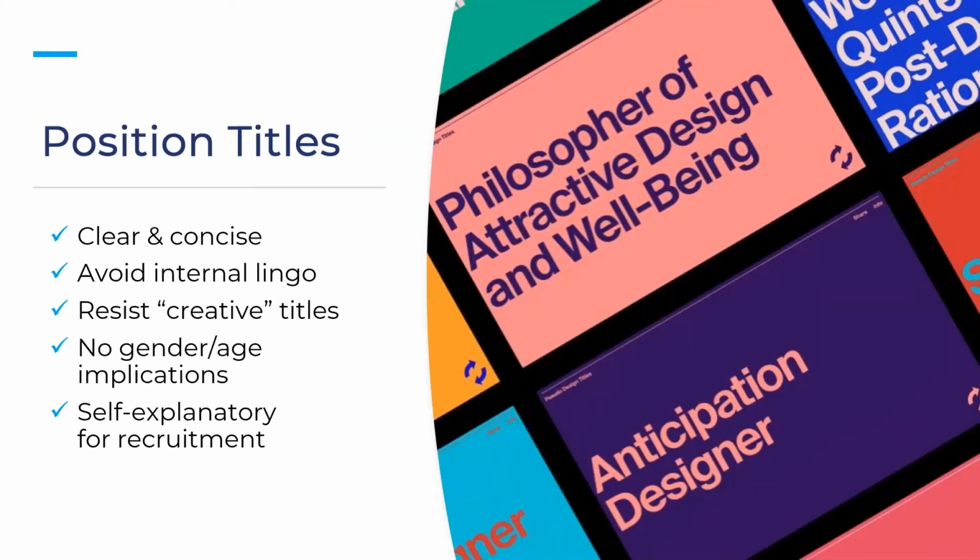As Sheri mentioned, job descriptions are important for a lot of different reasons. So let's talk about developing and writing them. When starting a job description, we usually begin with the position title. Especially for online recruiting purposes, it's important to make sure that the position title is clear and concise. You want to try to avoid any internal lingo that only you and your employees can relate to. You want to resist any kind of creative titles, such as accounting ninja or even a happiness advocate. You also want to make sure that there are no gender or age implications in the job title or the job description. And you want to make sure that the title itself is self-explanatory for recruitment purposes.